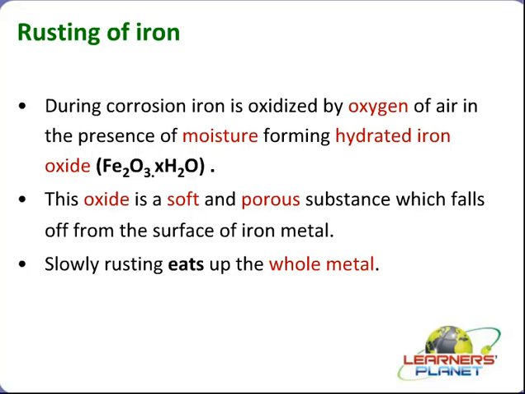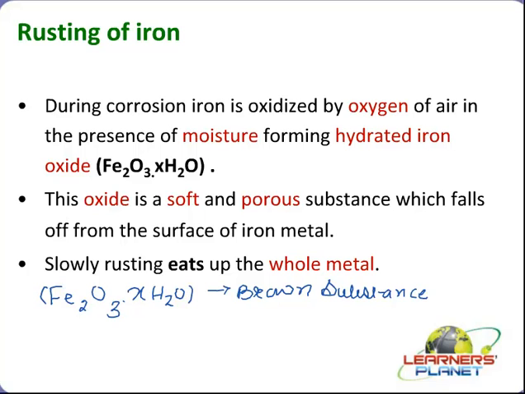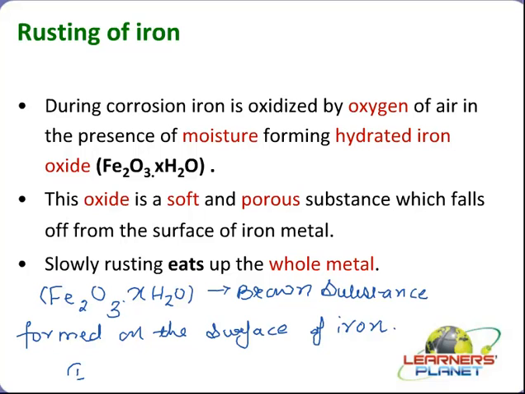So with this substance, that is Fe2O3.xH2O, which is a brown substance formed on the surface of iron, when I am scrubbing it, what am I doing? I am just removing this substance. So in a way, iron is also removed.